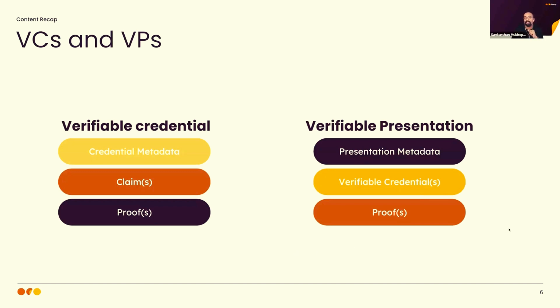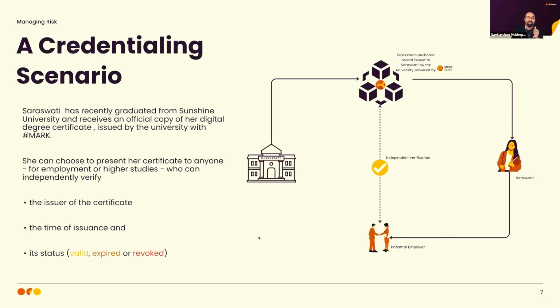We'll take this to a scenario that might be very familiar to all of us, which is a simple credentialing scenario. This is something we are very familiar with because we have seen this all the time. Someone who has graduated from an institute is issued a certificate from the university, and they take the certificate and approach a prospective employer to seek new opportunities, either in professional development or in their personal development or to further their education and all of that.